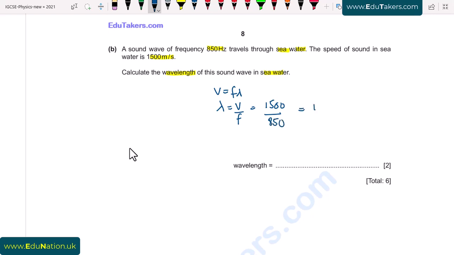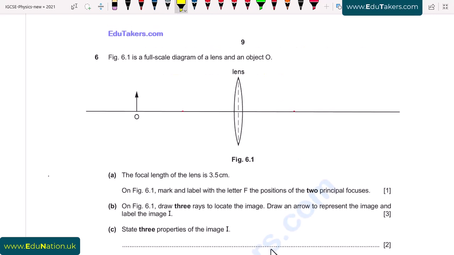Wavelength comes to be 1.8 meter. So I write here wavelength is equal to 1.8 meter. Question number 6, part A. Figure 6.1 is a full-scale diagram of a lens and object O. Here is figure 6.1, and object O is mentioned and there is a lens.